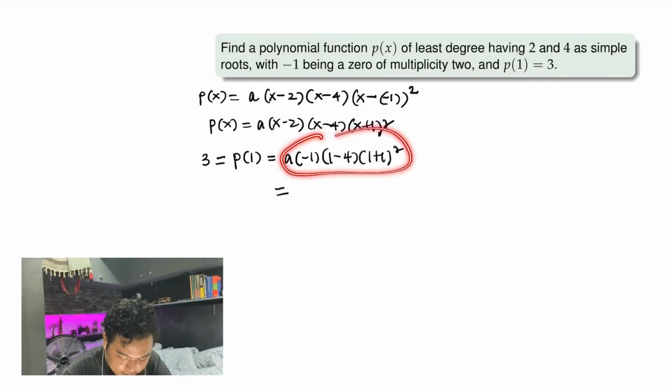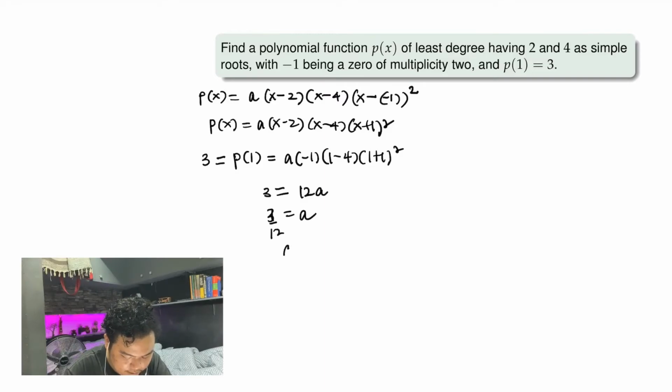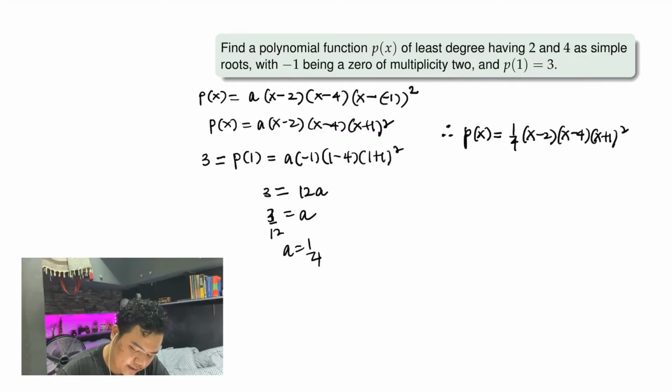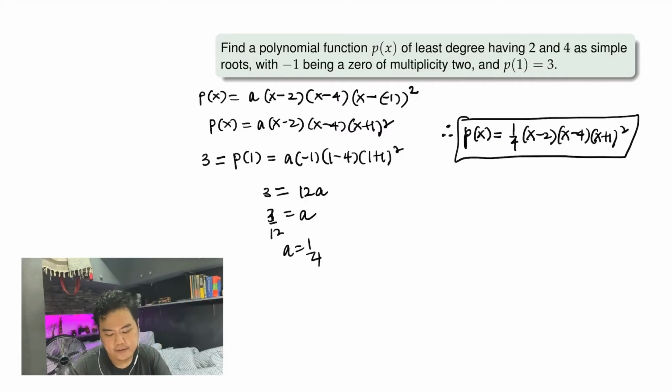Saan equal itong bagay na to? 12A. So, 12A is 3. So, A is 3 over 12 or A is 1/4. So, therefore, P of x ay 1/4 x minus 2, x minus 4, x plus 1 square. So, kung i-check nyo, ang roots niyan ay 2, 4 na simple at negative 1 na double root or multiplicity 2. And P of 1, makukuha nyo na 3.